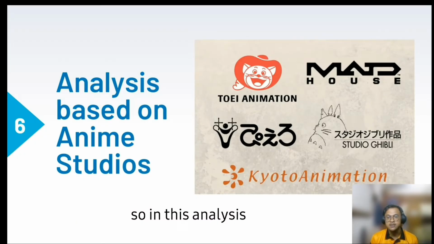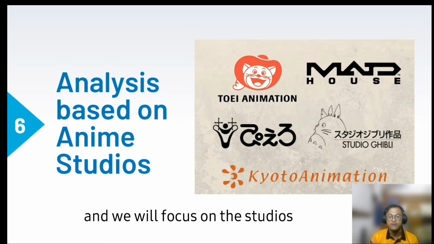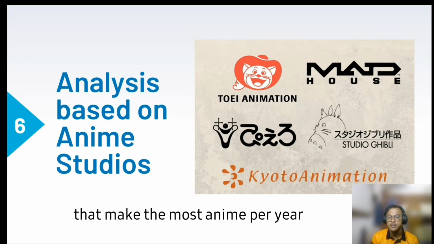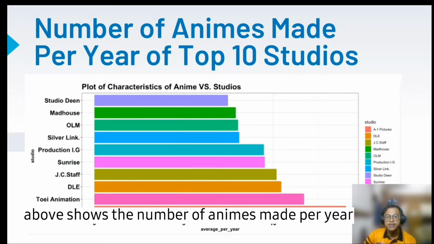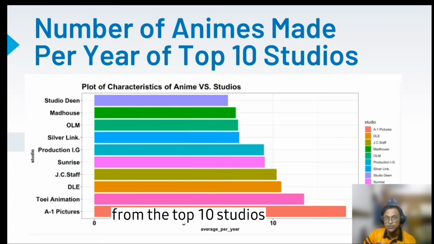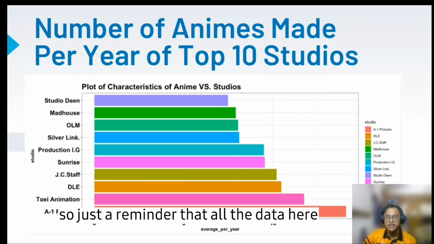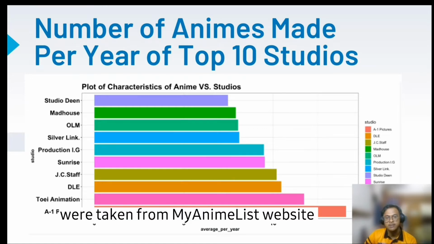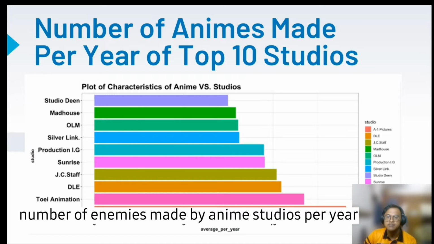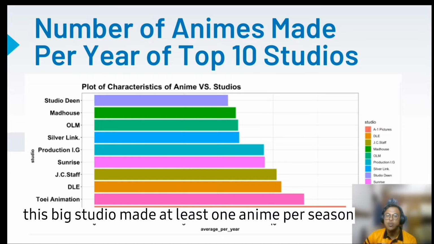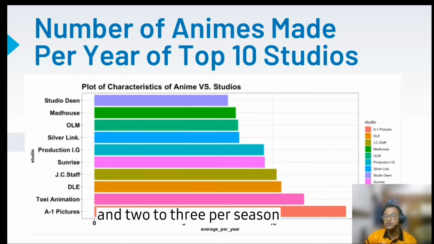So in this analysis, we'll compare anime studios and we will focus on the studios that make the most anime per year. So the diagram above shows the number of animes made per year from the top 10 studios. Just as a reminder, all the data here were taken from the MyAnimeList website. The above bar plot presents the average number of animes made by anime studios per year. These big studios made at least one anime per season, and 2 to 3 per season for the top 5 studios.